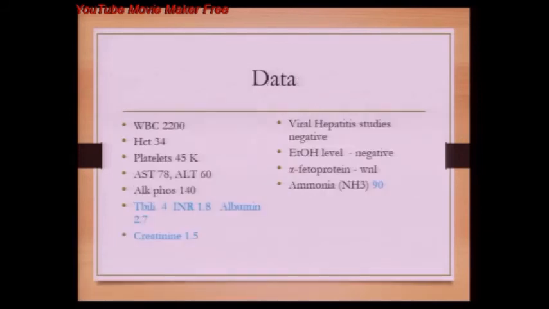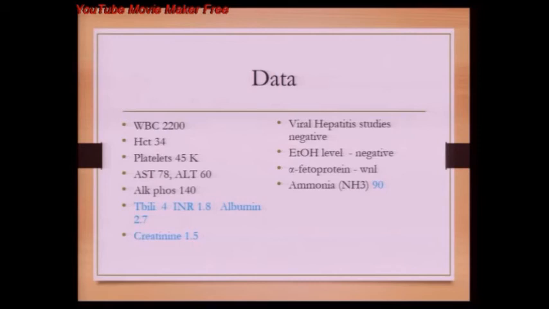So you do some lab tests, and you see his white blood cell count is 2,200. That's low. His hematocrit is 34. That's low. His platelet count is 45,000. That's low. So he has pancytopenia, right? All the lineages of cells from the bone marrow, white cells, red cells, platelets, are all reduced. His AST and ALT are both slightly elevated.